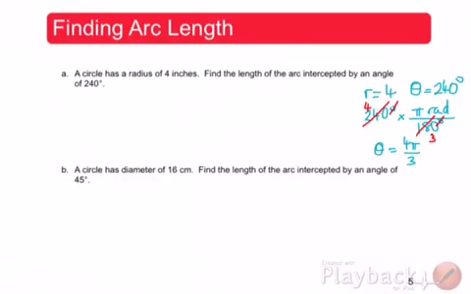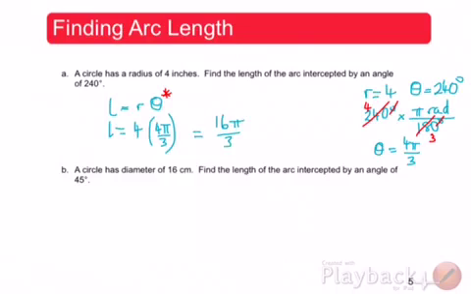Okay, so now that I've changed my angle into radians, I can find the length of the arc by using my formula. L is equal to r theta, and remember that your theta has to be in radians. So L is equal to my radius, 4, times my 4 pi all over 3, which is equal to 16 pi over 3, and we can leave it like that.